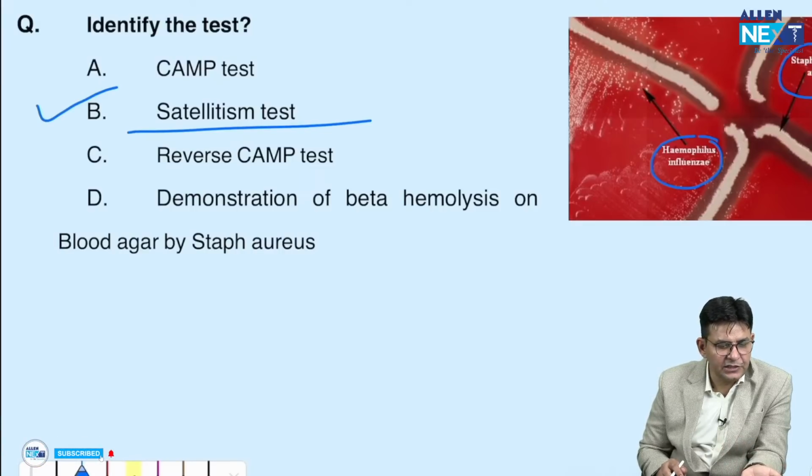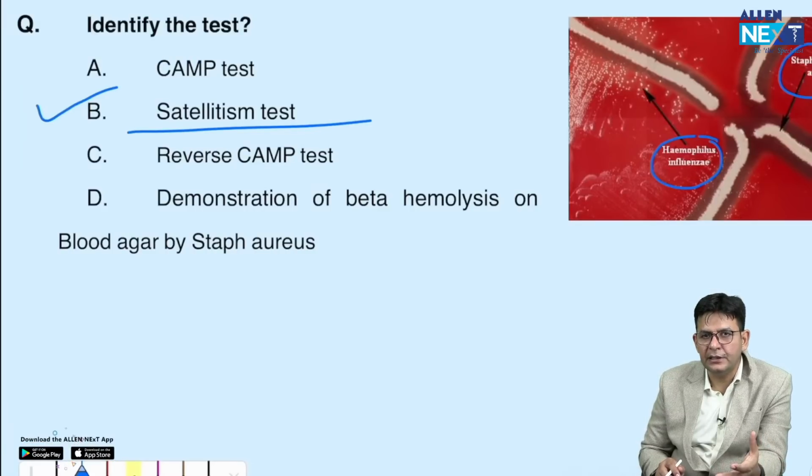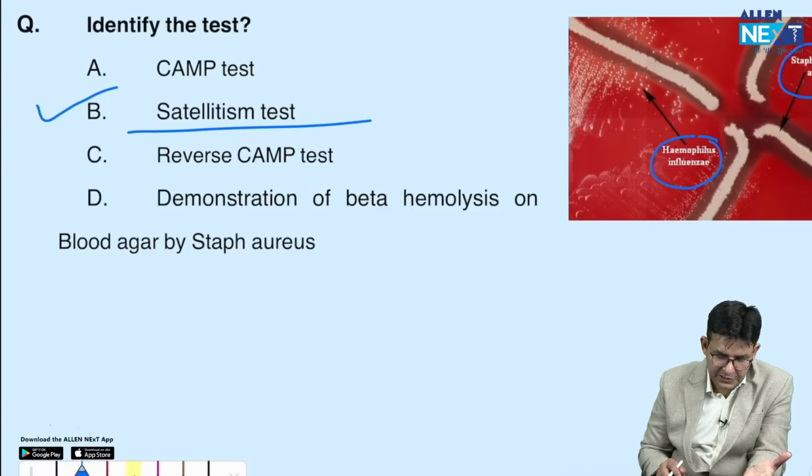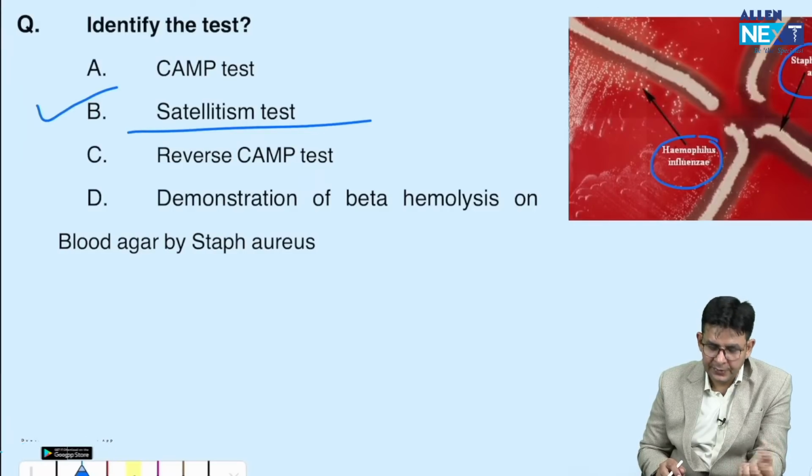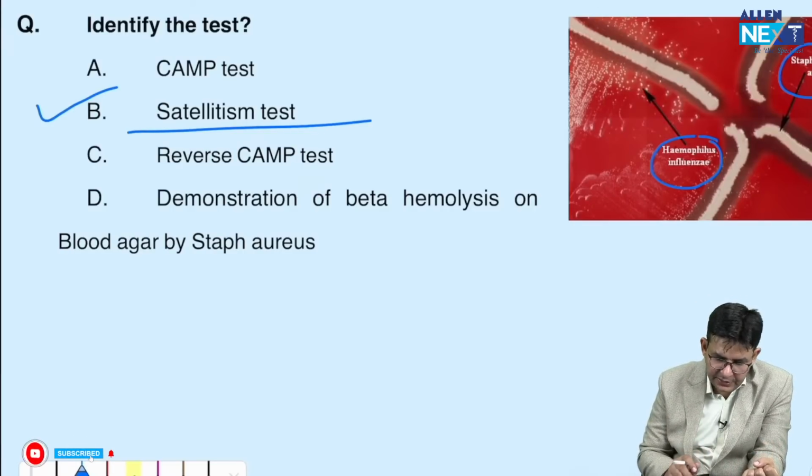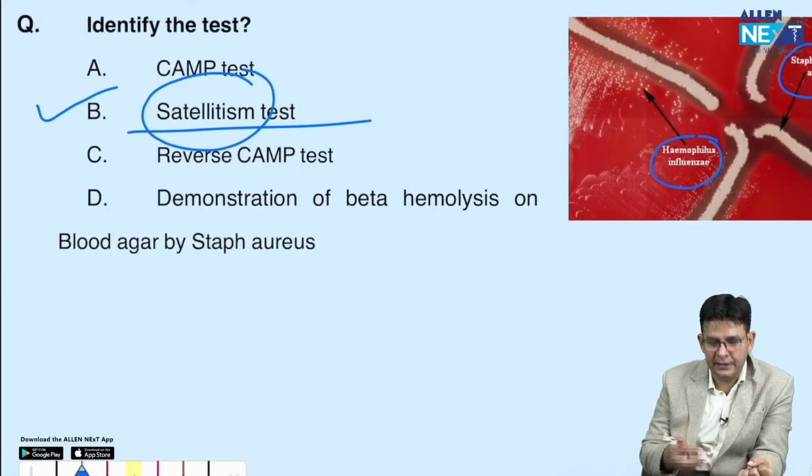Satellitism is actually the presence of certain factors, X and V, near the streak of Staph aureus. That is what is termed satellitism. Is it fine, guys? So satellitism is this particular entity, and it was asked by this name only, that we are talking about which particular organism.